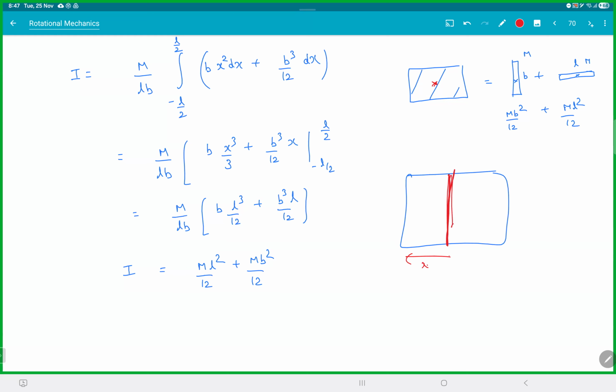So then you started integrating all these things. So then you took another value of x, then you integrated all these things. You took another value of x, integrated all these things. So that is one way to remember this.